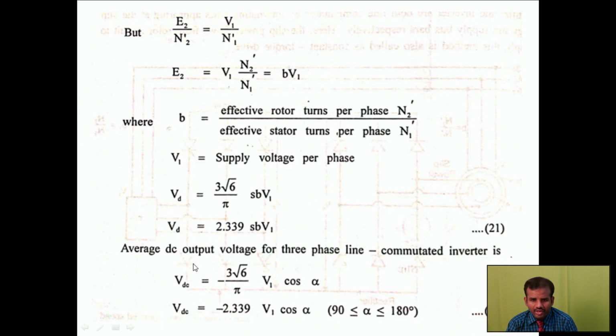The average DC output voltage for the 3-phase line commutated inverter is VDC equal to minus 3 root 6 divided by pi V1 cos alpha. We include the minus sign here because the firing angle alpha varies from 90 to 180 degrees in a 3-phase line commutated inverter. That is, 3 root 6 by pi is 2.339, so VDC equals minus 2.339 V1 cos alpha.